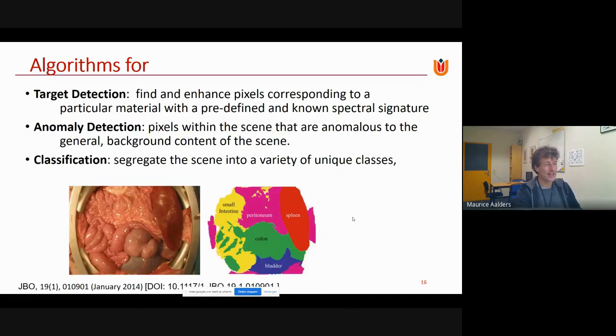Or you can do a classification, that's segregating the scene into a variety of unique classes, done by clustering. And so you can create different clusters. So what pixels are a cluster? They resemble each other very highly. So for instance, the small intestines, peritoneum, spleen, colon, bladder, they have distinct reflection spectra. So you can use principal component analysis and k-means clustering to create these different clusters.